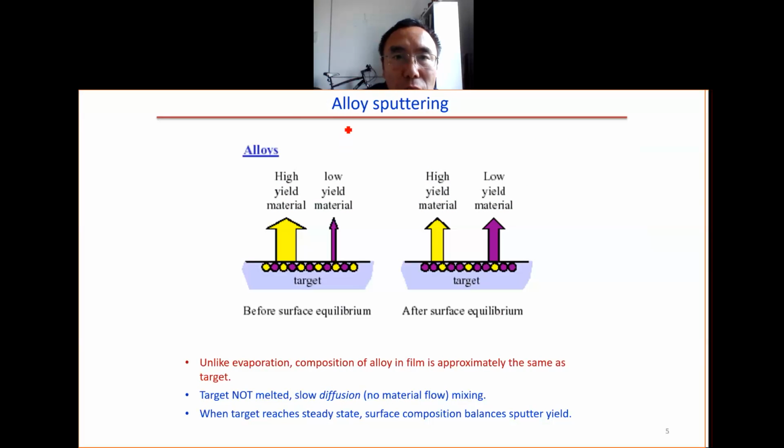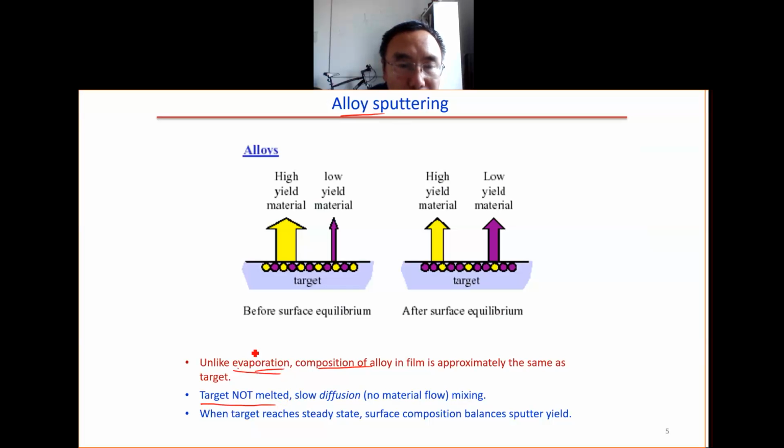So we can do the alloy sputtering. We know that for evaporation, the composition of the alloy is different from the composition of the source material. But for the sputter deposition, the composition of the alloy is approximately the same as the target material. This is because for sputtering, the target is not melted.